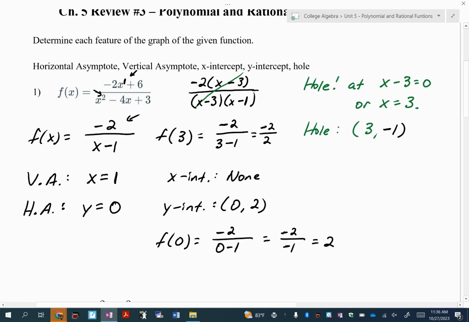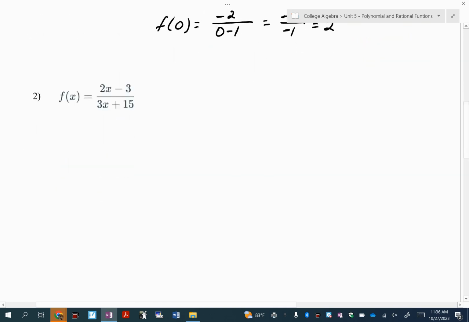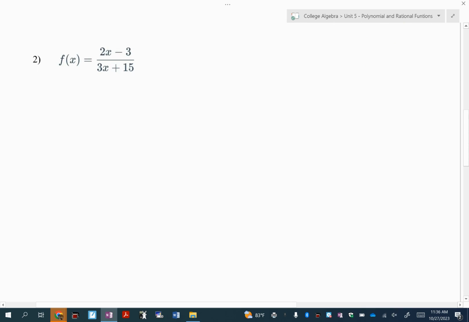So that's it for the first one. I found all 5 things. I found my asymptotes, my intercepts, and then my hole. Let's do a second one. Same thing, see if you can factor out anything. I can't do anything in the top, but I can factor out something in the bottom. If I factor out the 3, I get x plus 5.